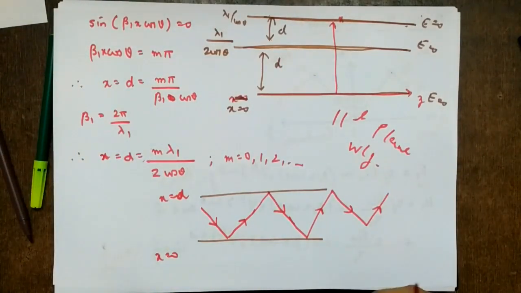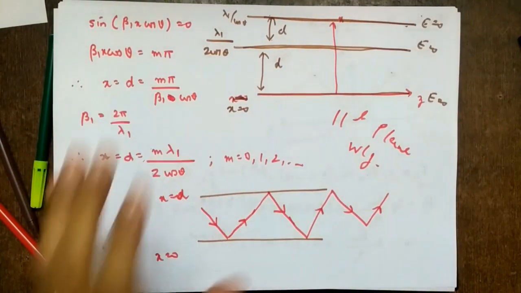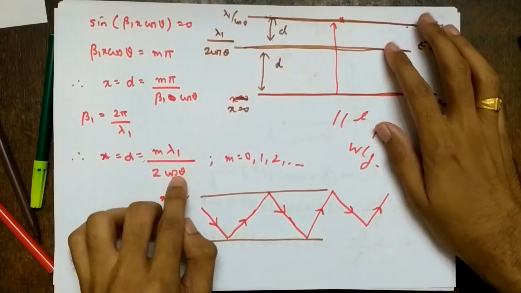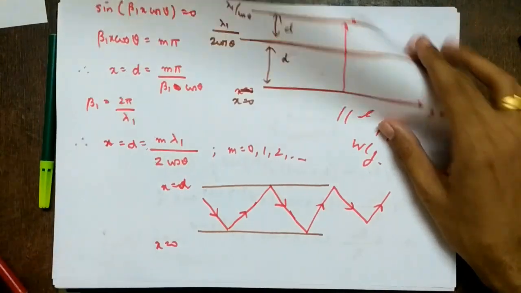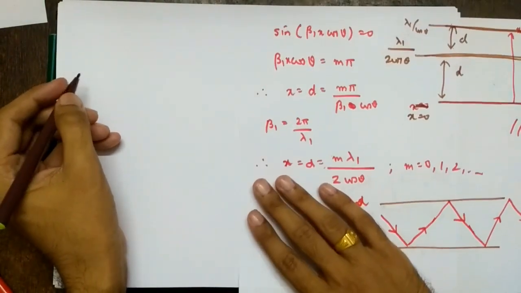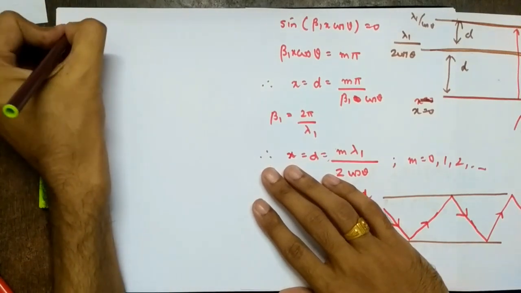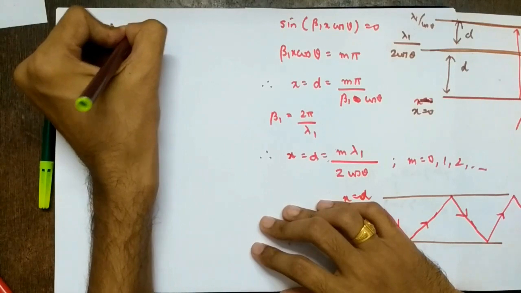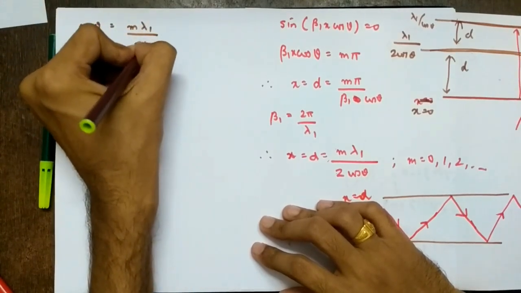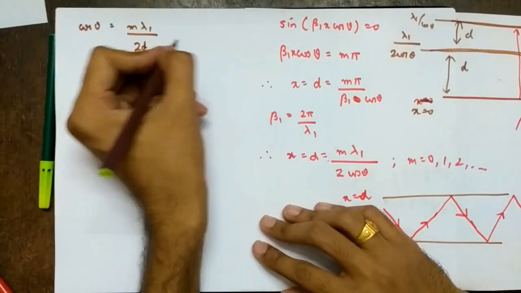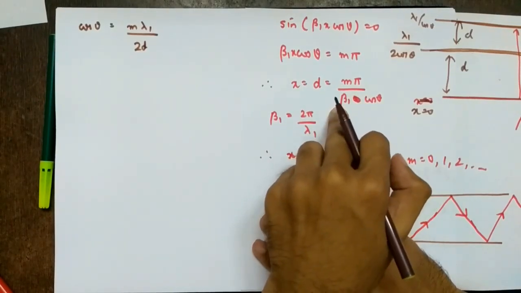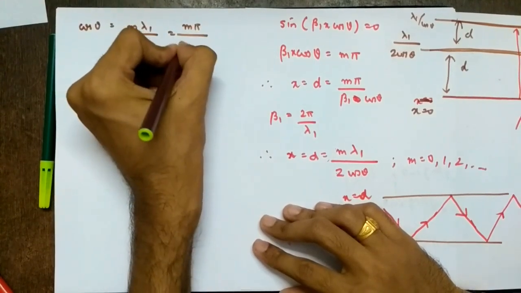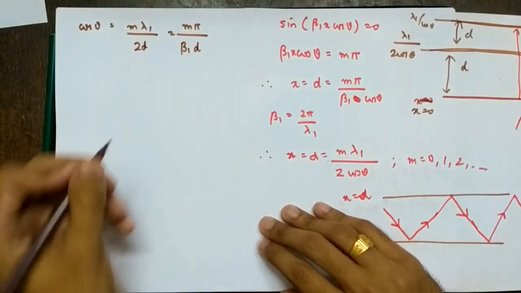Again, see the equations as concepts. Okay. So this is the first thing we understand from these equations. This is the first takeaway. Now let's just find cos theta from this equation. So what will we get? We get that cos theta equals m lambda 1 by 2d. So again, if I write from here, what will it be? m pi by beta 1 d.